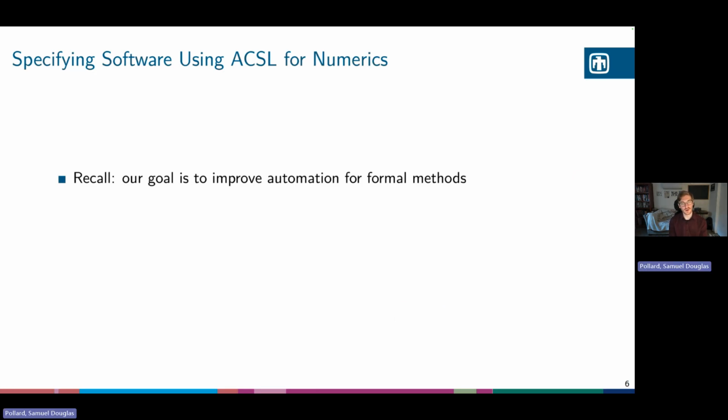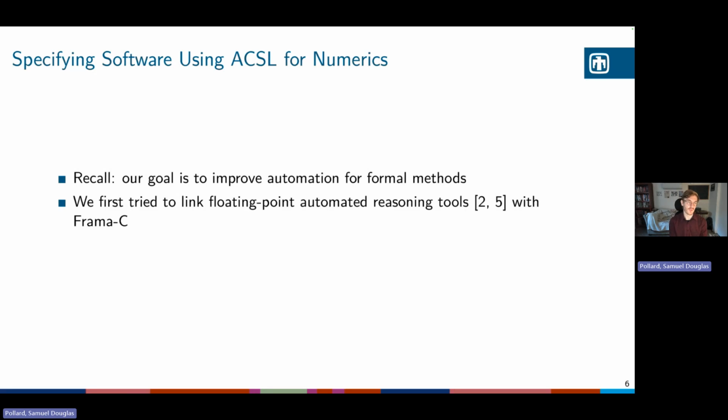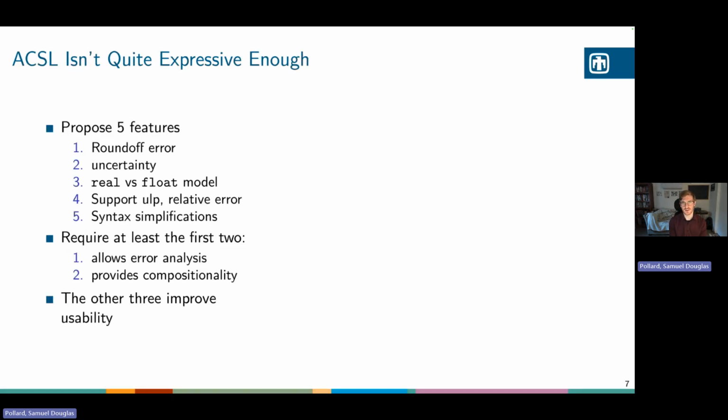Now, if you recall, our goal is to improve automation for formal methods. Well, what about numerics? When we first started this project, we worked on linking floating point automated reasoning tools, of which there are a few, with Frama-C to try and gain this automation. However, beyond the implementation details, the fact that these automated reasoning tools speak different languages than Frama-C, we quickly discovered that ACSL isn't quite expressive enough.